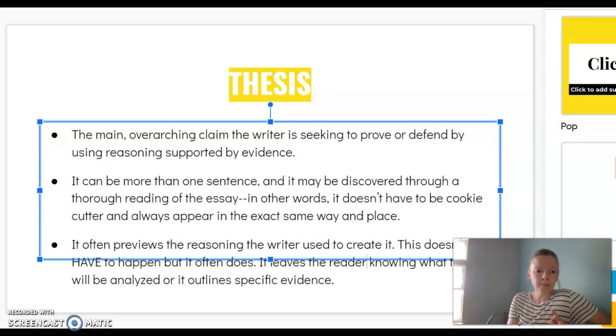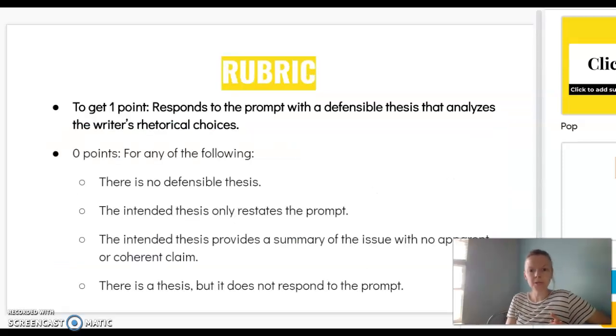Okay, so wanted to bring up the rubric also. So for thesis, you either get a point for it or you don't. To get that 1 point, you respond to the prompt with a defensible thesis that analyzes the writer's rhetorical choices. And we'll talk about what defensible means in just a second. For a 0, it just means you didn't have a defensible thesis. Maybe you just restated the prompt. It's a summary, but there's no big claim in it, or you didn't have a thesis at all.